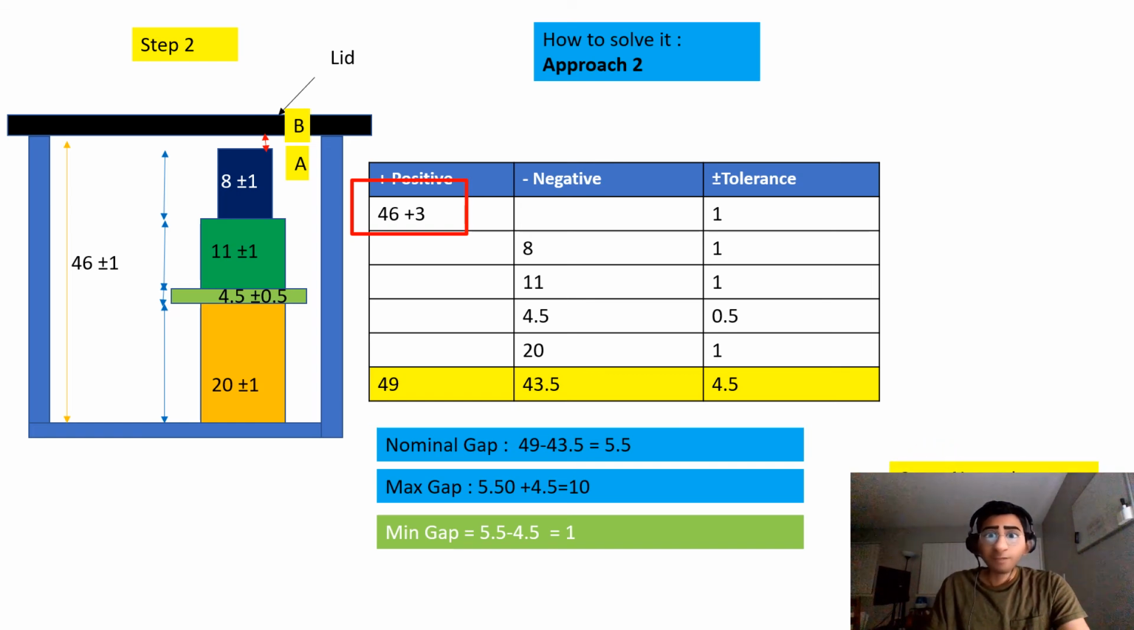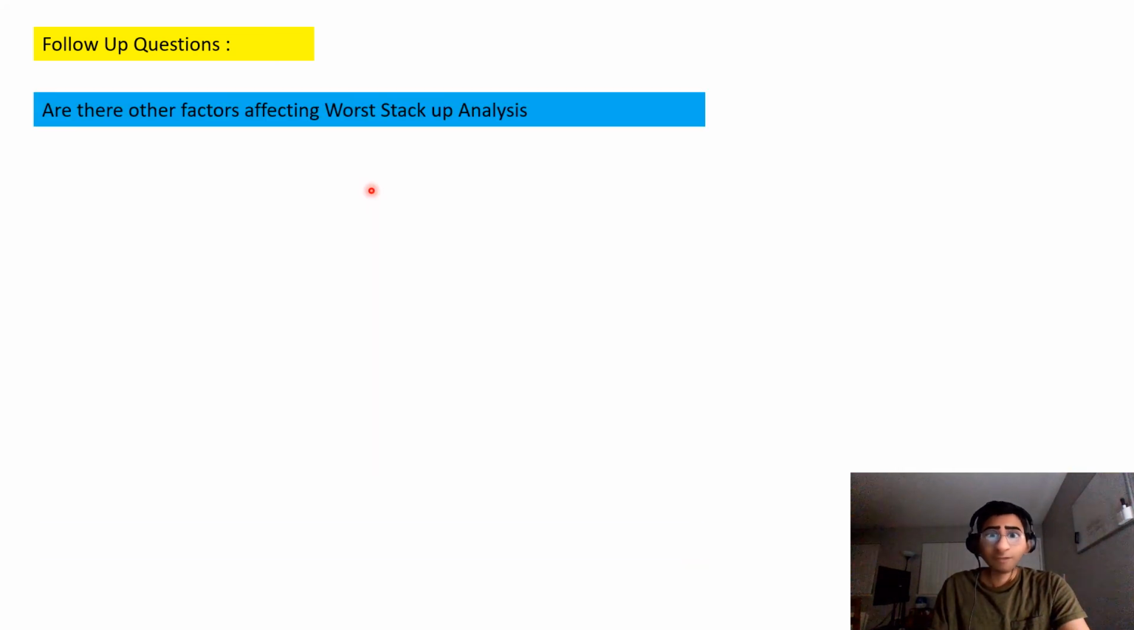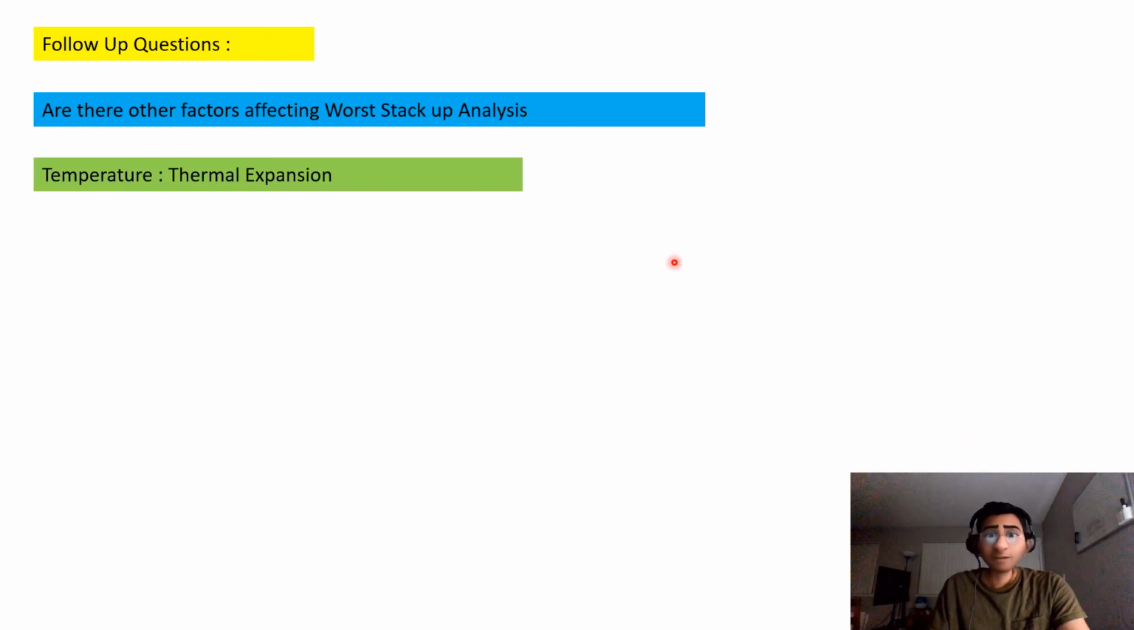Let's say there are a few follow-up questions which people should ask or generally ask or you will encounter. What we were doing is the worst case stack up analysis. But are there any factors which affect worst case stack up analysis? So one thing to note is whatever we did was at room temperature. At higher temperature, we know that the length changes by thermal expansion, L alpha delta T.